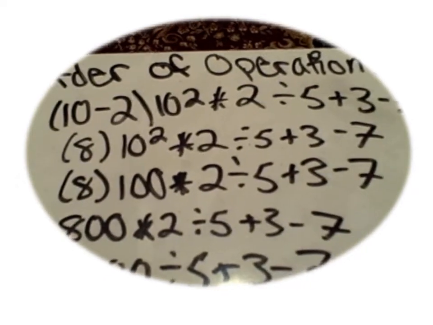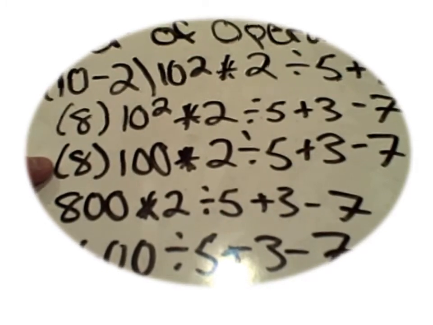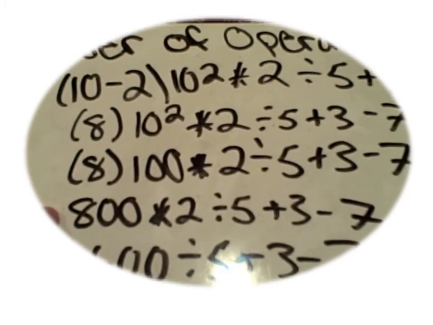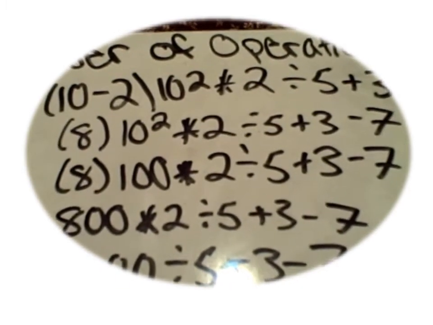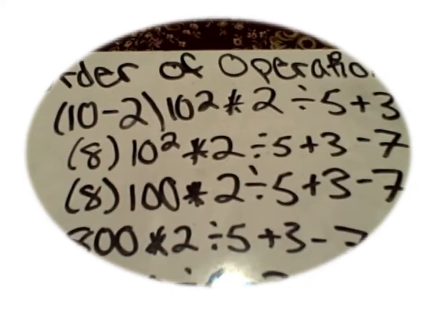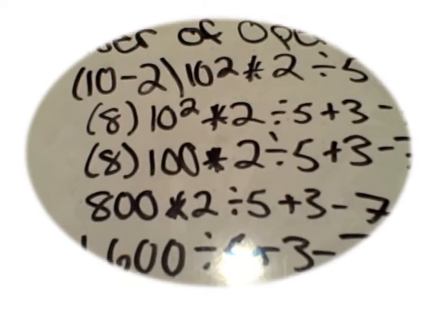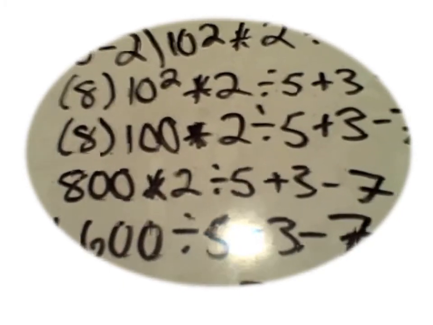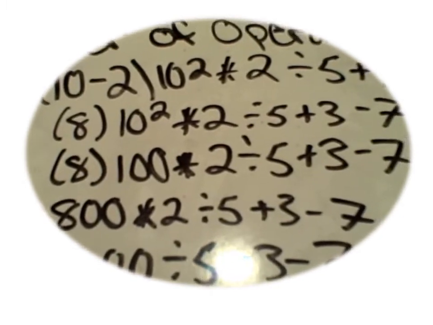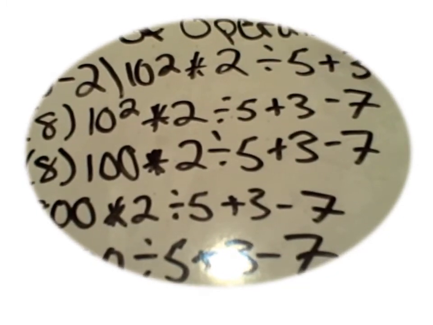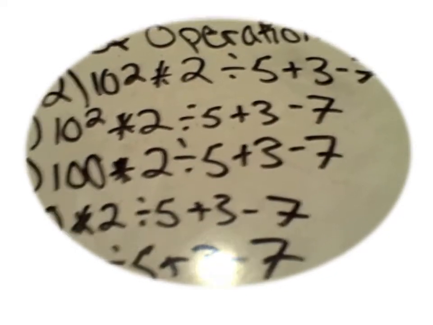Next is multiplication and division, left to right. We are going to start with 8 times 100, which equals 800. You will replace 8 in parentheses times 100 with 800, which is not in parentheses, and then write the rest of the equation. So thus far you should have 800 times 2 divided by 5 plus 3 minus 7.